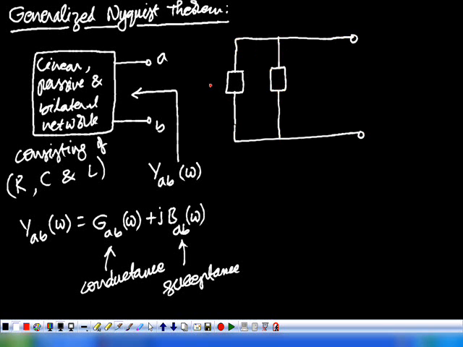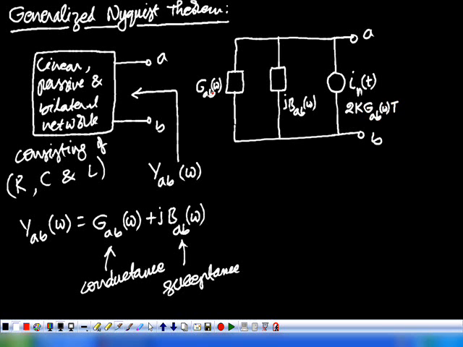This is a noiseless admittance, GAB of omega and j times BAB of omega, in parallel with a noise current source with power spectral density 2 kT GAB of omega. According to the generalized Nyquist theorem, these two networks are equivalent.